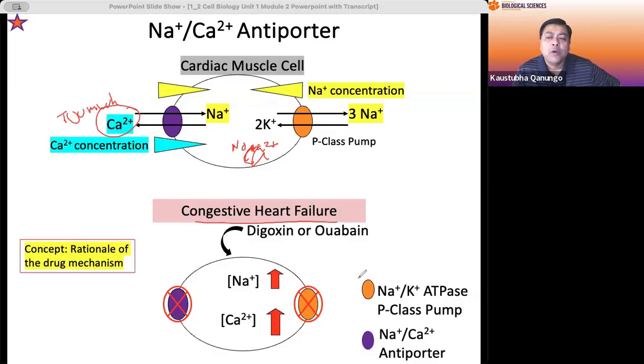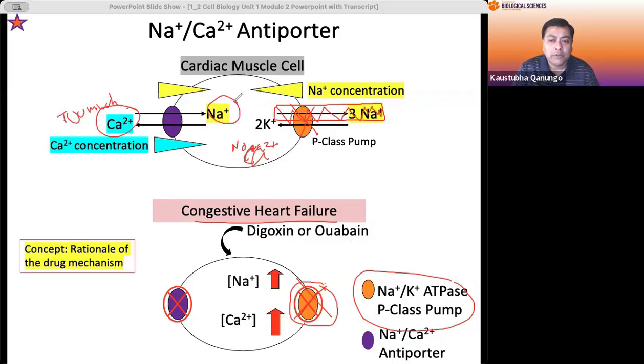In this condition, what are the treatments, what do we do? So what we usually use is digoxin or ouabain. These are the drugs. When they are injected, the drug is an inhibitor of the sodium-potassium pump. It inhibits the sodium-potassium pump. So think about it: when it is inhibiting this sodium-potassium pump, the sodium is not getting out of the cell. So the sodium concentration is increasing inside the cell.